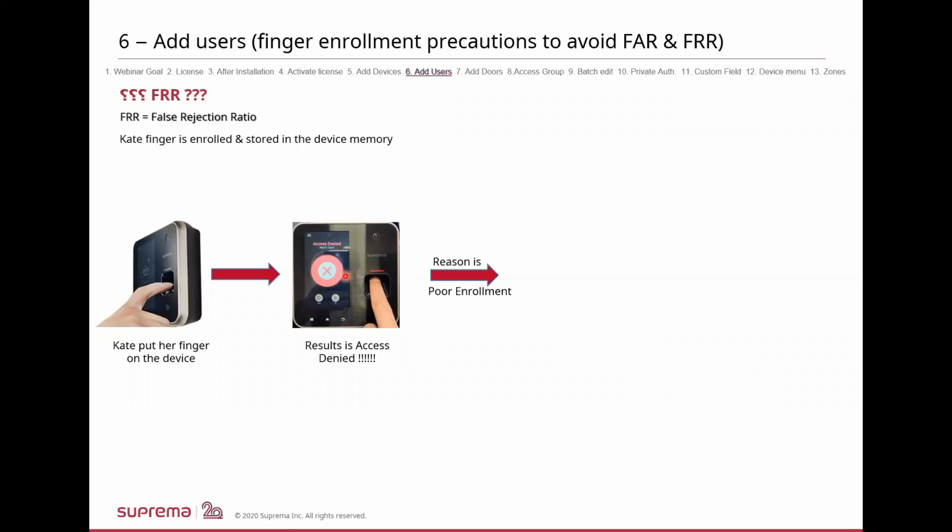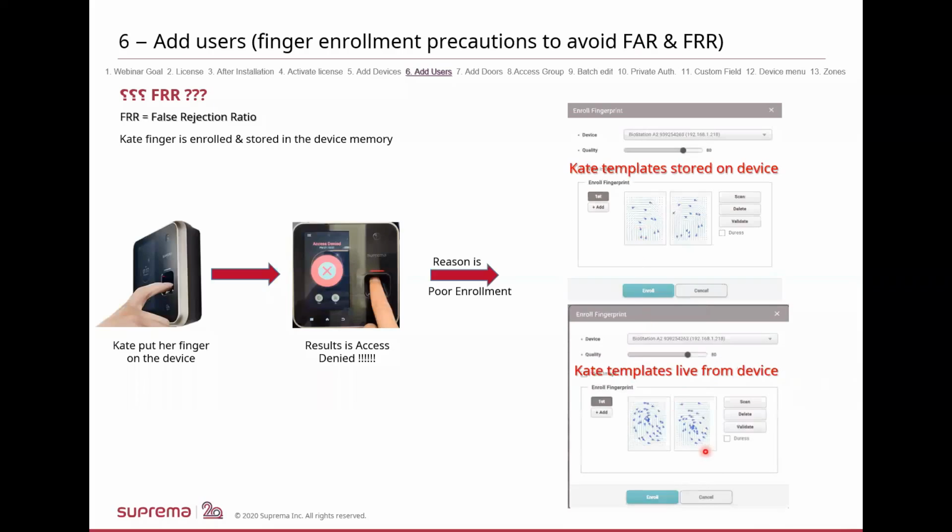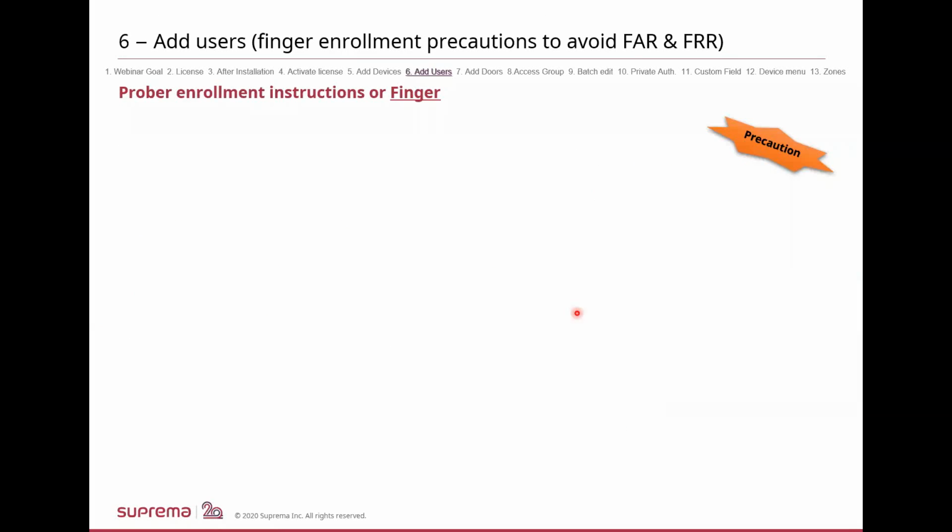The reason is very, very simple. This is Kate's template stored on the device, which is a poor enrollment. And this is the template which the device is taking when she puts her finger on the device. So of course they don't match. That's why the result comes as denied. The stored template is very poor, and the real-life template when she puts her finger is not matching. That's why.